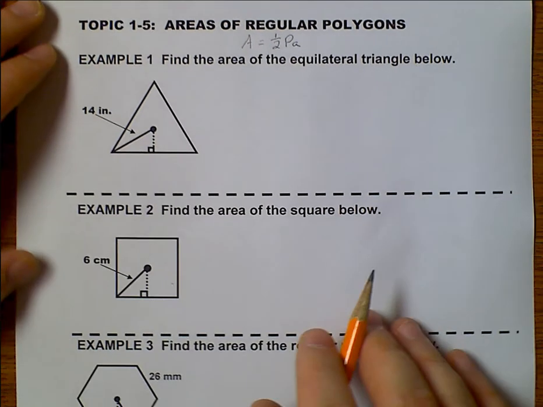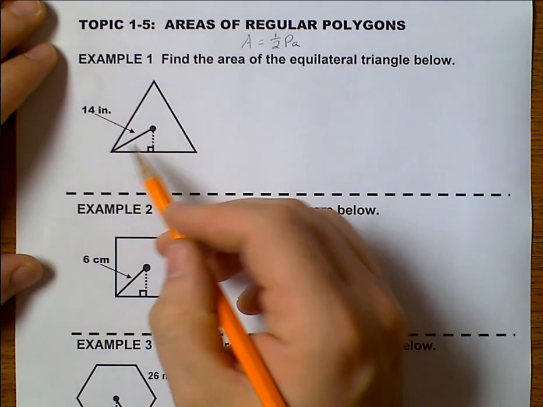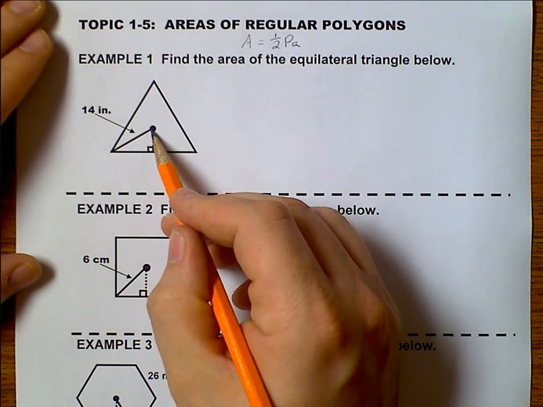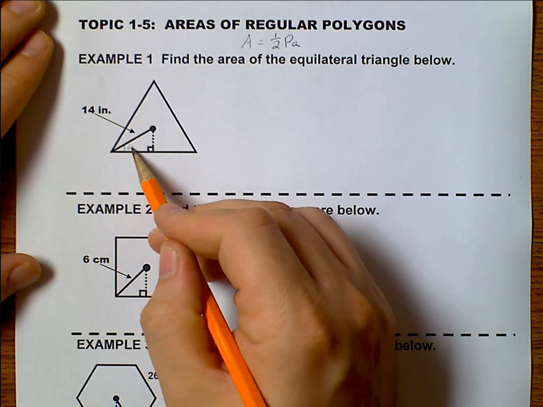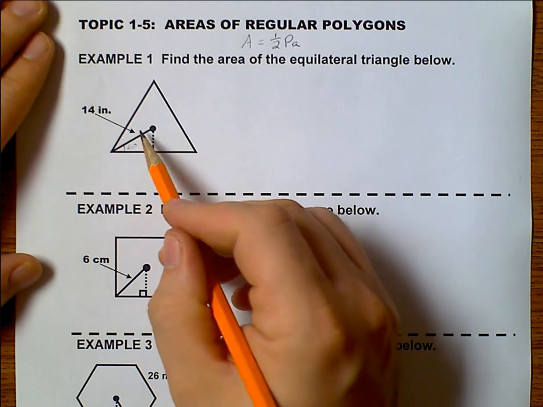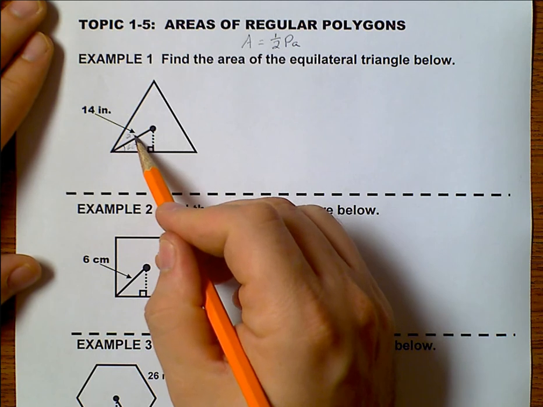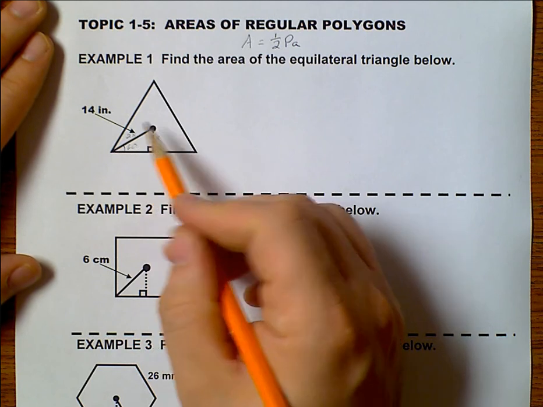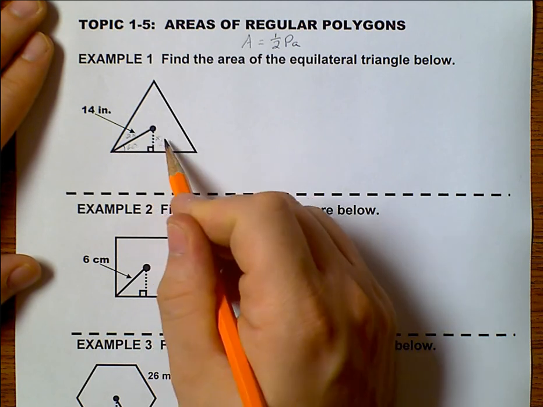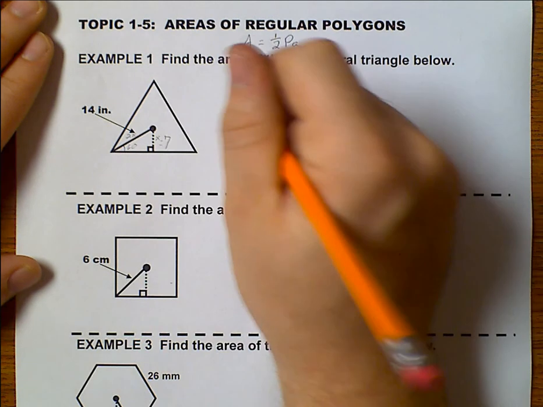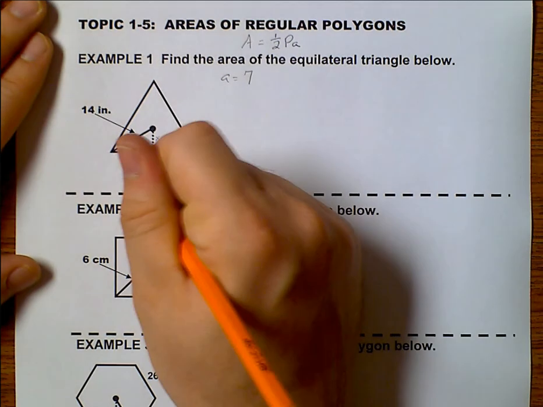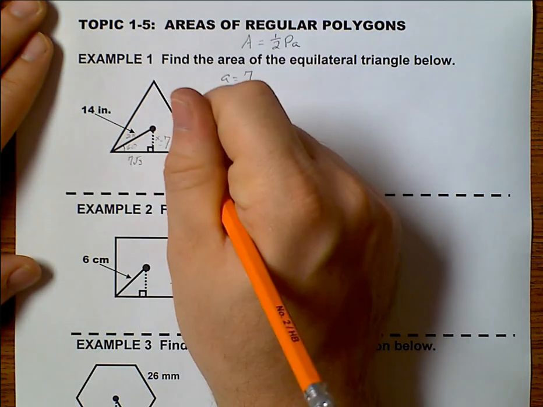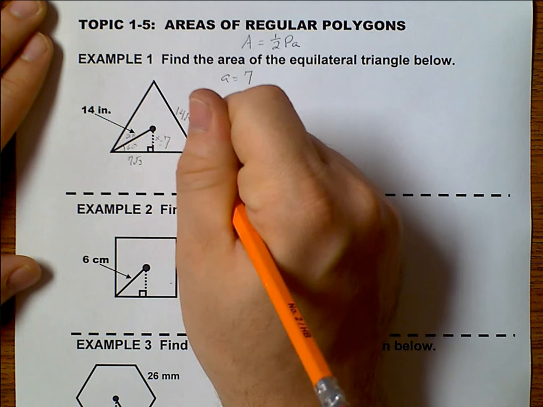So here we have a triangle, and it tells us that our radius of the triangle is 14. So this is, of course, a 30, 60, 90 triangle. So if this is 14, that's the 2x side, meaning this is the x side. 14 divided by 2 equals 7. So my apothem is 7. Now, if this is 7, that means that this is 7 on the square root of 3. Means that the whole side is 14 on the square root of 3.